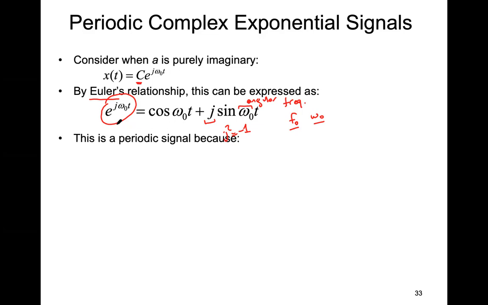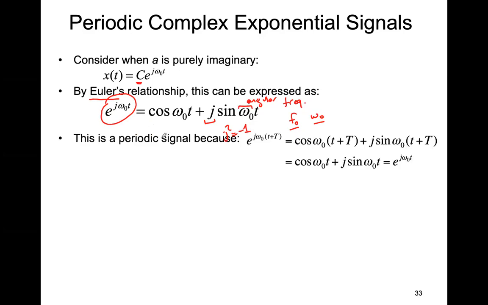This is a periodic signal, because what was the periodicity definition? x of t should be equal to x of t plus capital T. This is our period, okay? If you remember from the previous parts of this subcomponent or course, when a signal is periodic, then this signal will repeat itself every T seconds, where T is our period, okay?